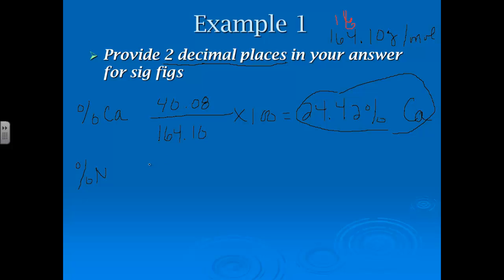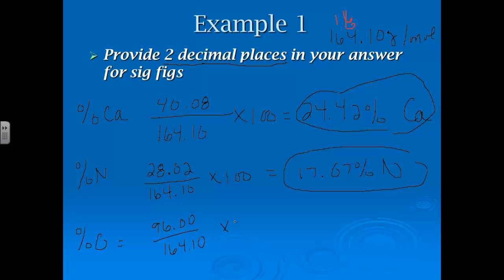Okay, next one was nitrogen. Nitrogen's total contribution, so not just the 14.01, but the fact that there are two of them, so 28.02 divided by 164.10 times 100 is going to give us 17.07% of nitrogen. And then last but not least, our percentage of oxygen is going to be the oxygen's total contribution, which was 96.00, divided by 164.10 times 100. So this time we get a total of 58.50 for our percentage of oxygen.